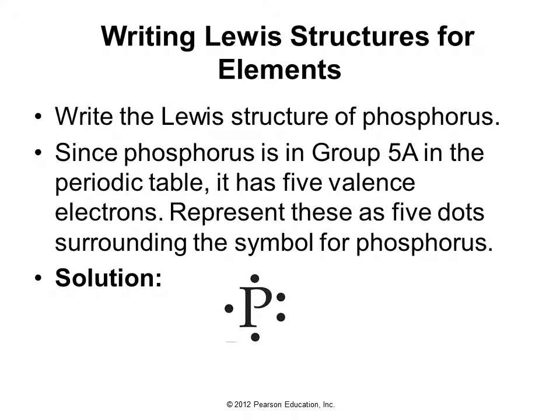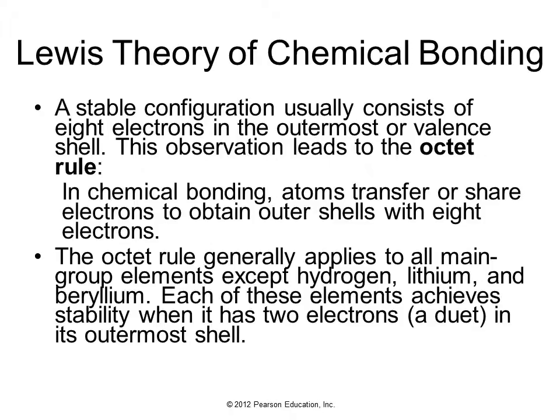How do you write the Lewis structure of an element? Well, for instance, for phosphorus, we know it's in group 5A, so it has 5 valence electrons, and so we need 5 dots. We simply put the 5 dots around the phosphorus. That's the Lewis structure for phosphorus.